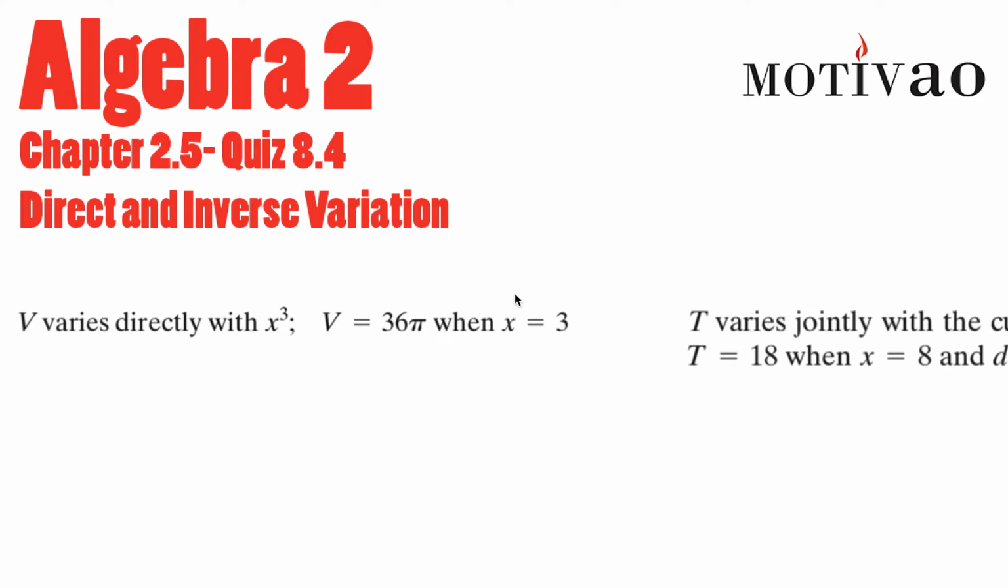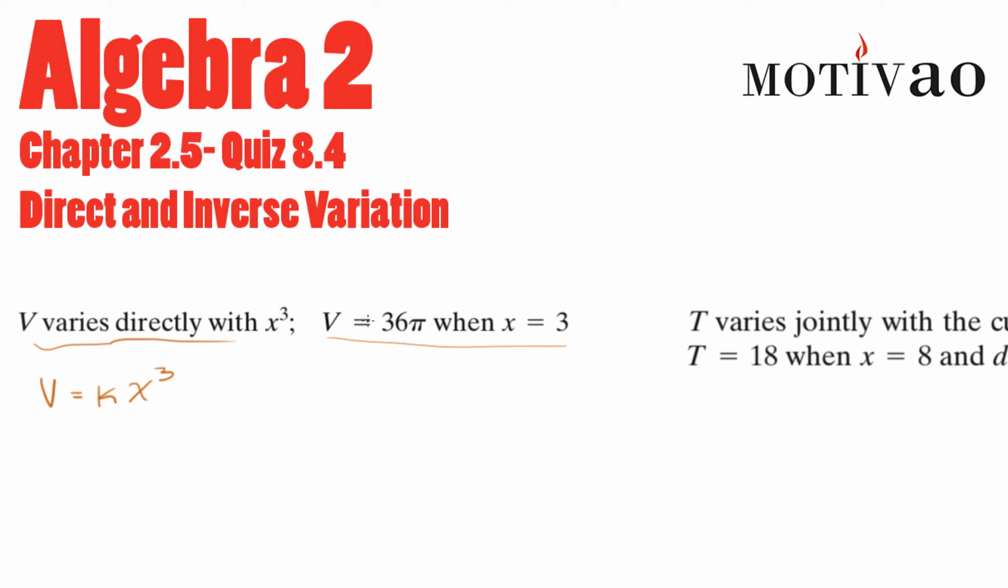It says v varies directly with x cubed. When you're given that information, that means that v is equal to some non-zero constant k times x cubed. That's for the first part. The first part will give you what type of equation you need to build. On the second part, you need to use that information to find k.